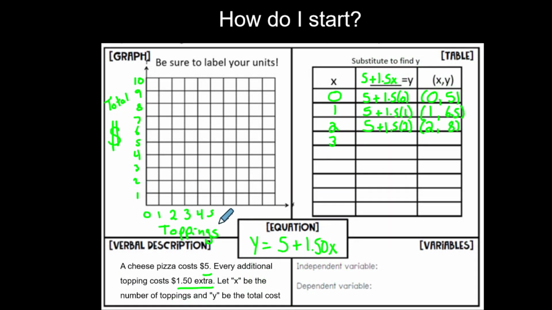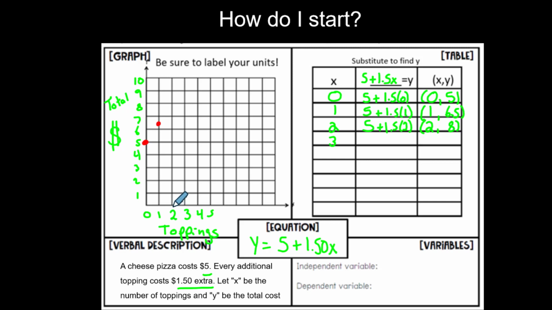All right, so now that I've labeled this, let's see what I did. I labeled my x-axis toppings because that's what it has been standing for my entire time with my situation and my story. My y value is my total money, my total cost. So if you are having 0 extra toppings, your pizza will cost $5. 1 extra topping, your pizza will cost $6.50.